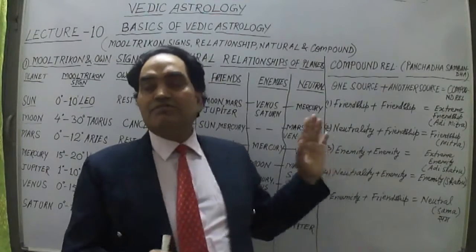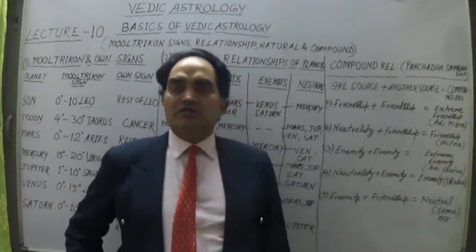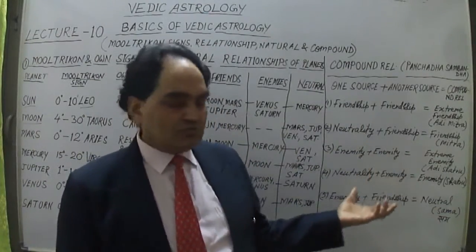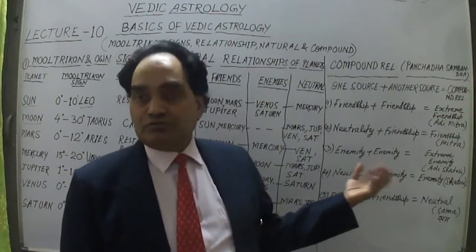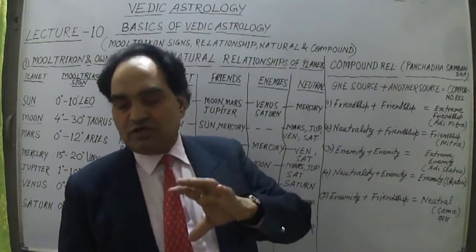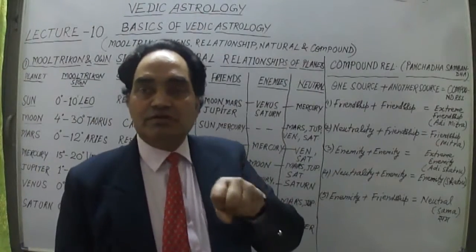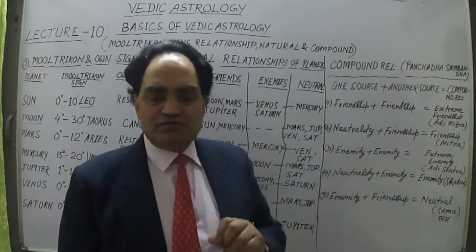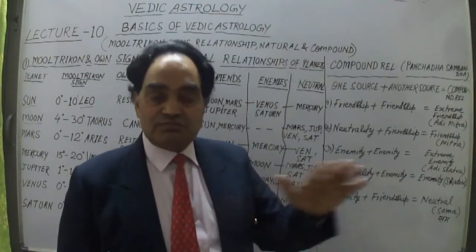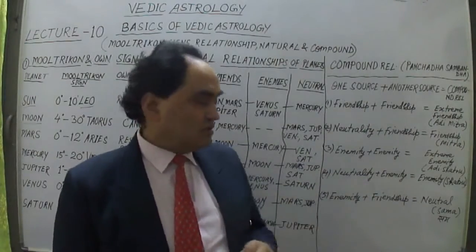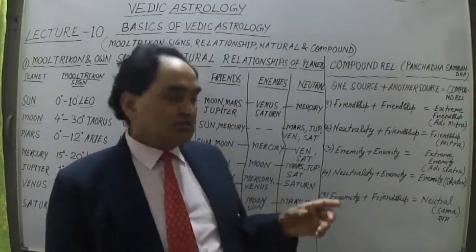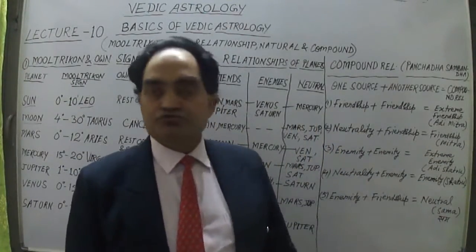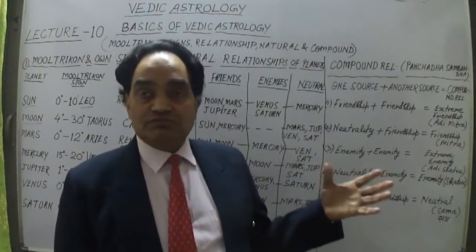Second is enmity plus friendship. Suppose one planet is enemy, other is friend, so they are neutral. Then the result is neutrality. This is known as neutral or Sama. They are Sama, not enemy, not friend. They are in between, they are equal. We say parallel or Sama. Sama means equal. There is no enmity, there is no friendship. That means enmity plus friendship equals neutrality.